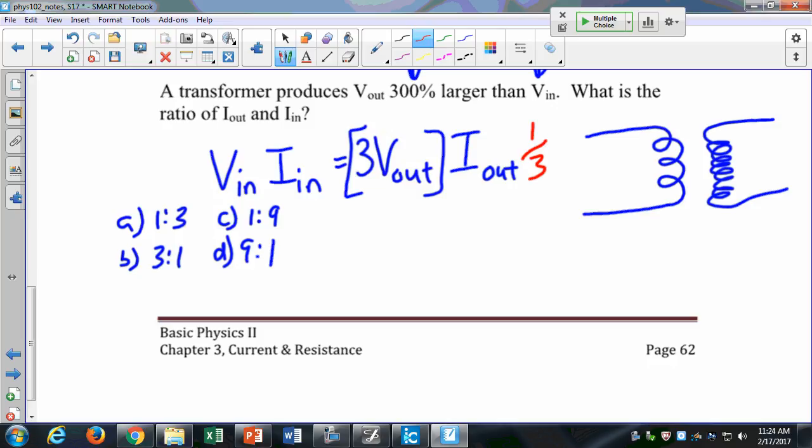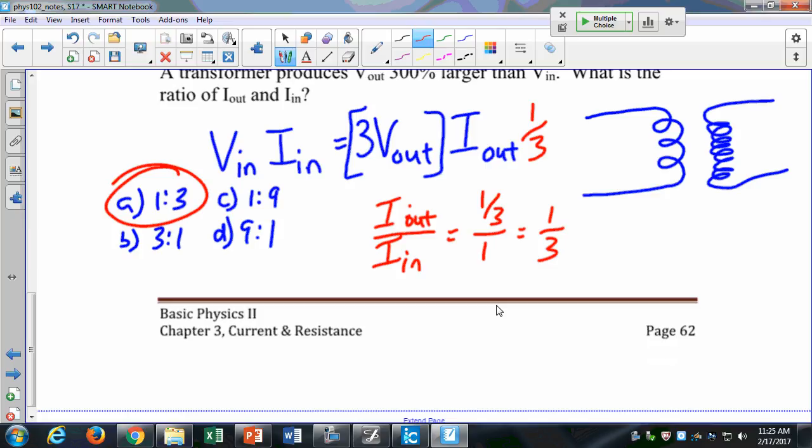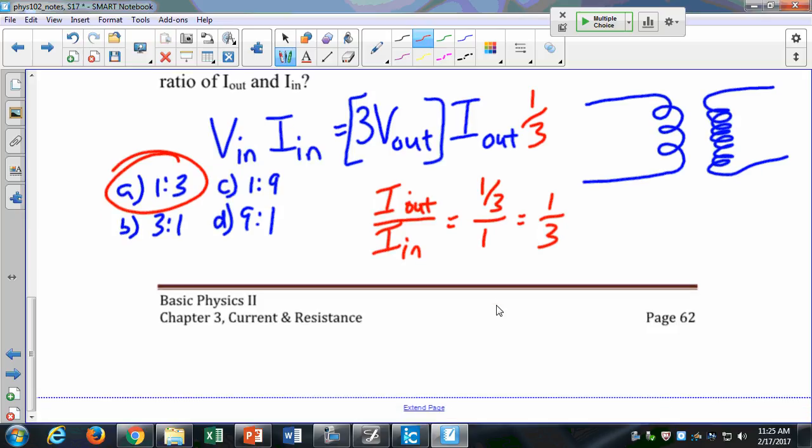So anyway, back to this. Our Iout to In, I'm going to write it as a fraction, would be 1/3 over 1. And so that's equal to 1 over 3, which is the same as 1:3, 1 to 3. All right? We'll come back to household circuits in Chapter 4. We'll do quite a bit with those.